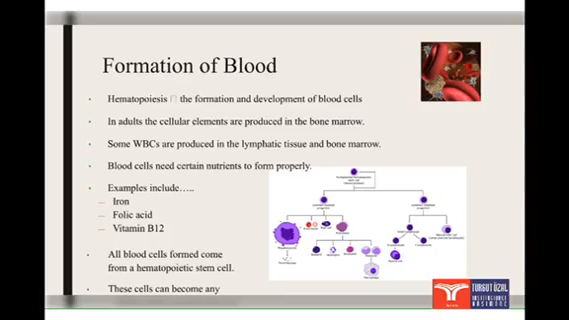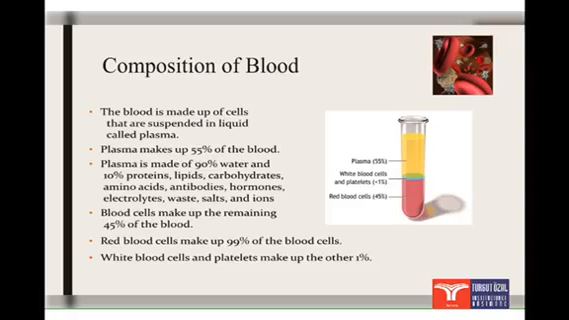All blood cells formed come from a hematopoietic stem cell. These cells can become any blood cell. Which is the composition of blood? The blood is made up of cells that are suspended in a liquid called plasma. Plasma makes up 55% of the blood.